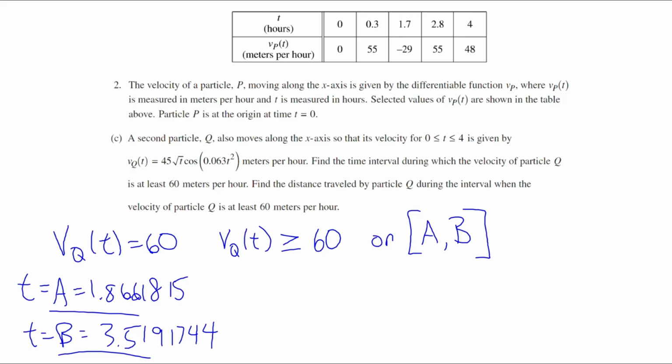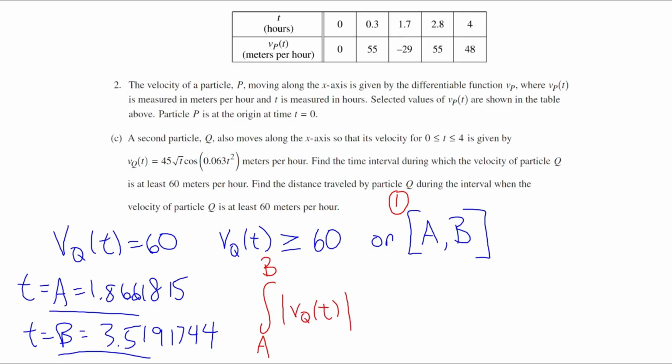So that is worth 1 point, just finding that interval. And then the second thing it asks for is to find the total distance traveled by the particle during the interval on which the velocity is at least 60 meters per hour. Well, we know then that what we need to do is an integral from A to B of our speed function, which is the absolute value of v sub q of t.